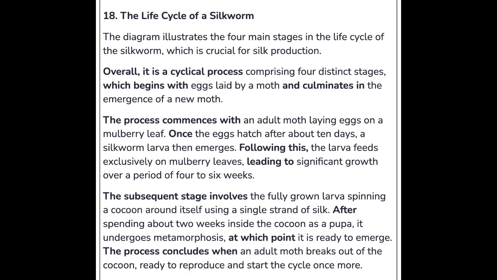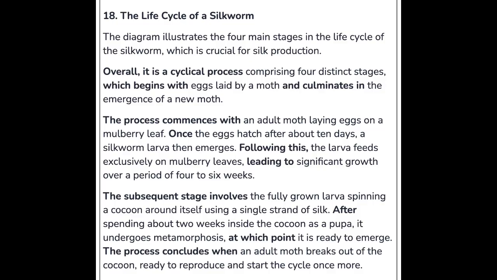18. The life cycle of a silkworm. The diagram illustrates the 4 main stages in the life cycle of the silkworm, which is crucial for silk production. Overall, it is a cyclical process comprising 4 distinct stages, which begins with eggs laid by a moth and culminates in the emergence of a new moth.